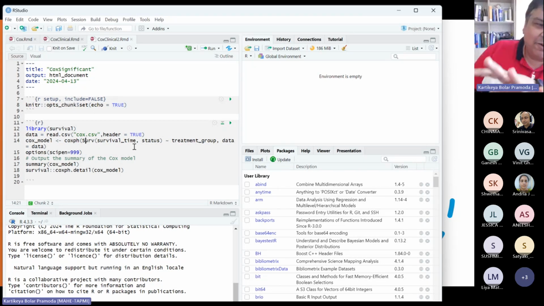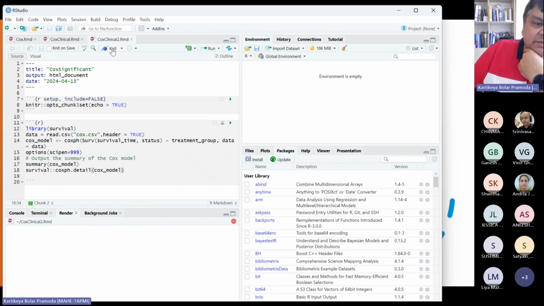Usually the minimum requirement for having a Cox proportional hazards analysis is that you need to have the time till which they would be surviving or spending in the study period, and the status. Right. So that's how this model would be designed. And then let me just show you the results.